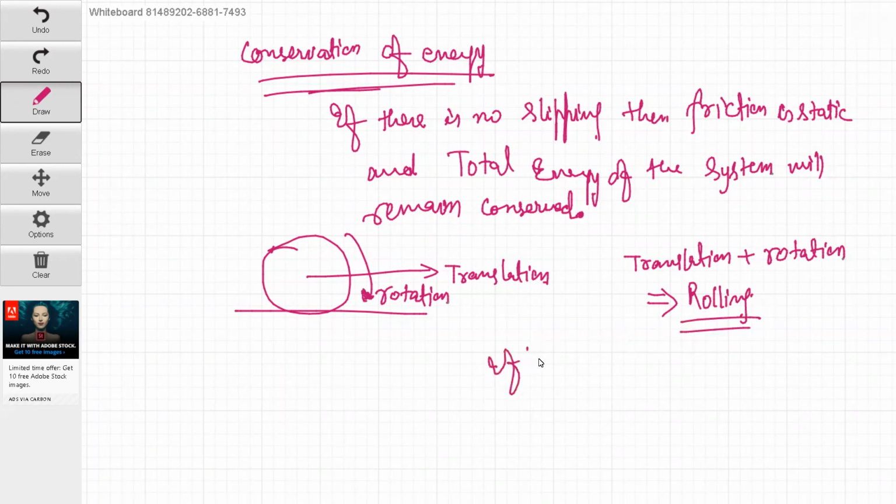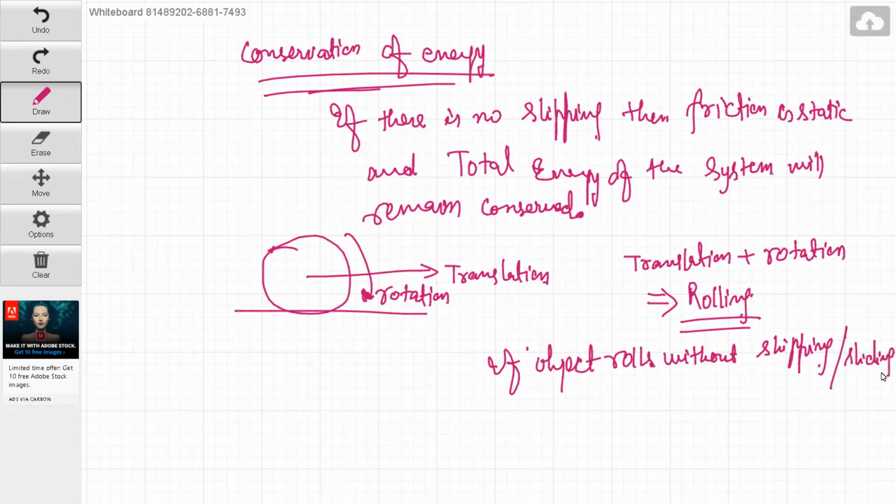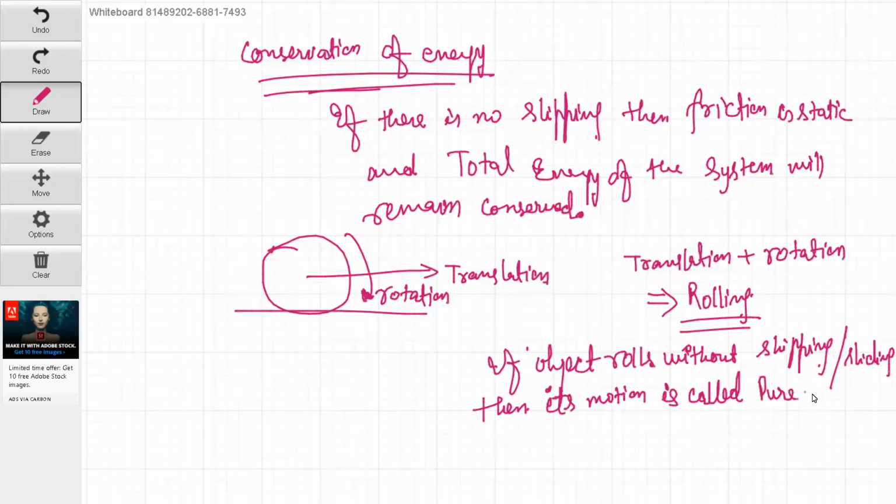And if an object rolls without slipping or sliding, then its motion is called pure rolling motion. Is this all right? Its motion is called pure rolling motion.